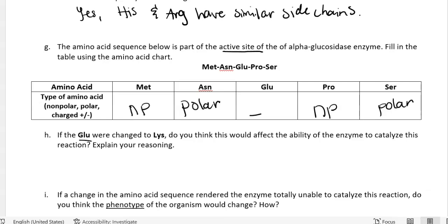H says if the glutamic acid were changed to lysine, do you think this would affect the ability of the enzyme to catalyze the reaction? And most of you said yes, it would affect the ability because we're changing from a negatively charged amino acid to a positively charged amino acid. And we're also changing the structure of the active site. So most of you said that, would this affect the ability? You said yes, it would.